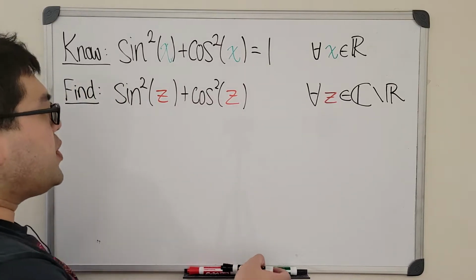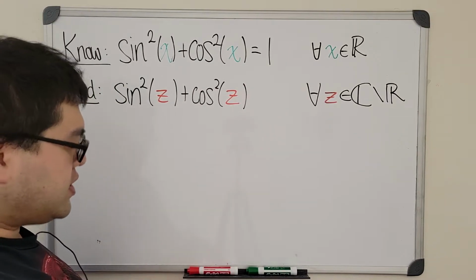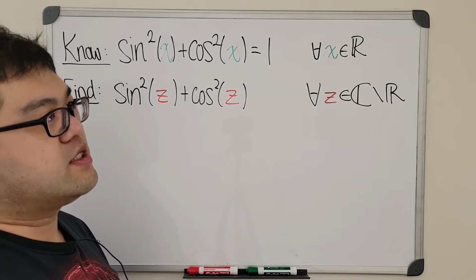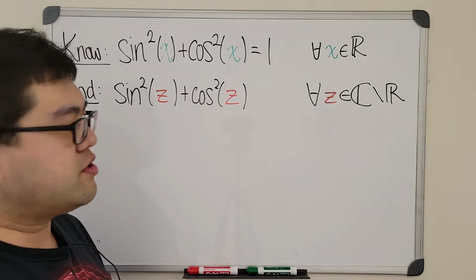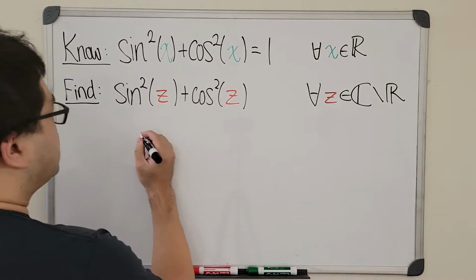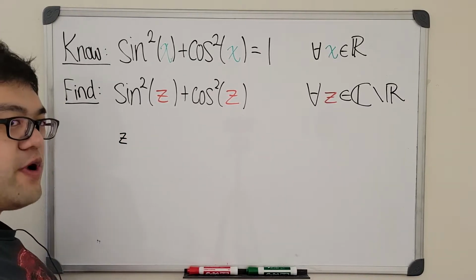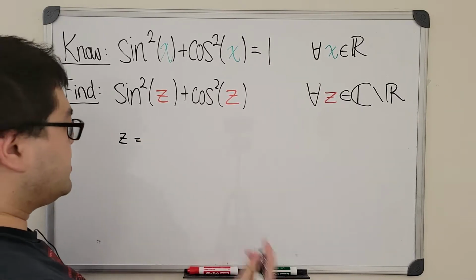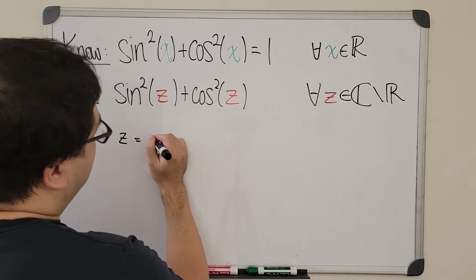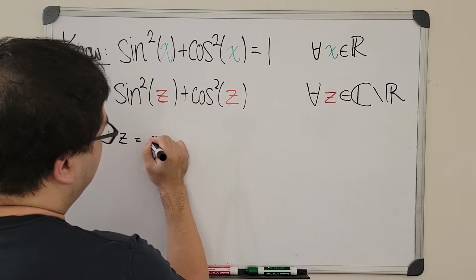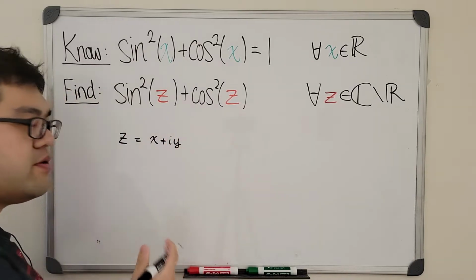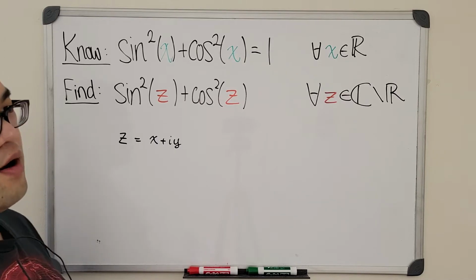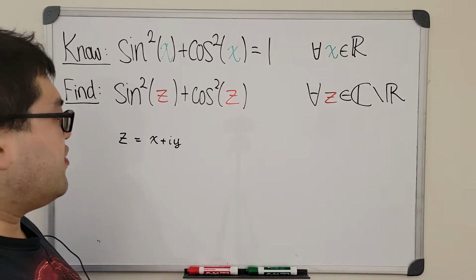So here we go. For this problem, we actually need to use some ideas from complex numbers. Such as, if we write a complex number z, we can always write it as the real part plus the complex part, or we can just write it as x plus iy. For some people, they will use a plus bi. They just mean the same thing.